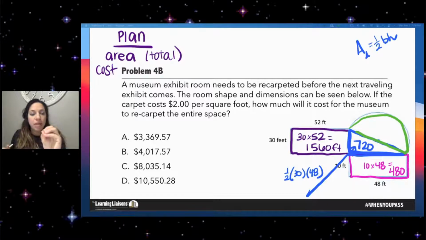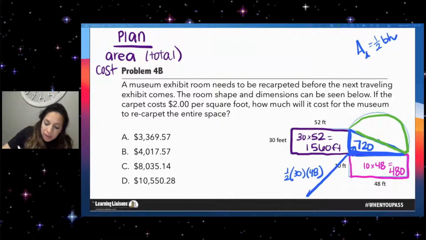That is where my pre-K through 3 and my K through 6 people are going to stop. That right there, the shape of the room would be that. We would not have the circle because the circle is going to require that we use the Pythagorean theorem. So my pre-K through 3 and my K through 6 people, your problem would stop right there. We wouldn't have a green shape. We would add the purple, the blue, and the pink together and then multiply that times 2 because it's $2 per square foot. However, my middle school and high school people, let's go ahead and keep going.